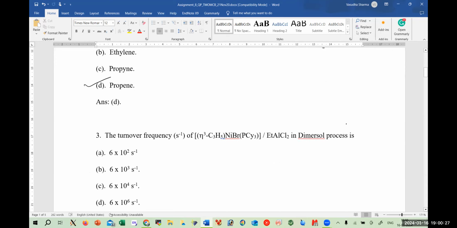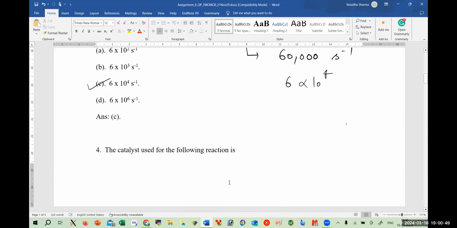Now this is also very straightforward. The turnover frequency when we are using this nickel allyl based catalyst in the dimersol process. We have seen that it reaches up to 60,000 per second, which is 6 into 10 to the power 4. So the seconds unit is common over here. Only option C is 10 to the power 4. So this is the right option.